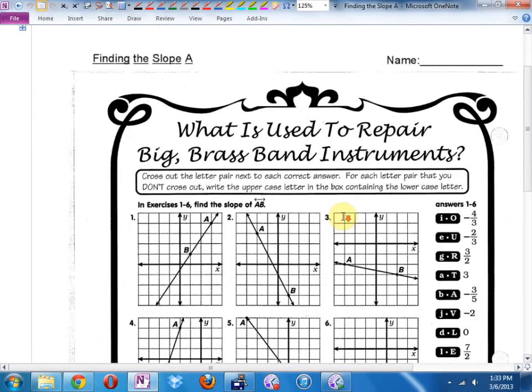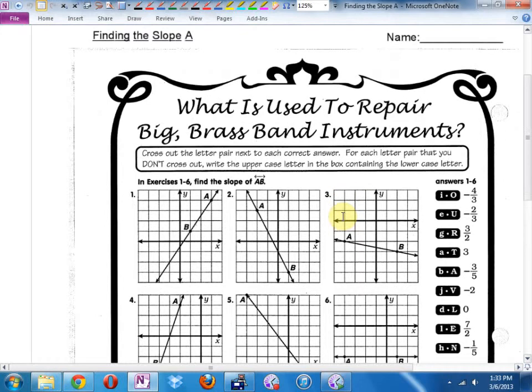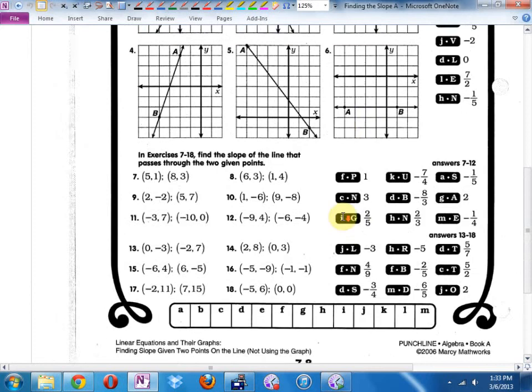First of all, what is used to repair big brass band instruments? I know the word tuba was in the punchline, I'm pretty sure. A tuba glue. Ah, there you go, a tuba glue.